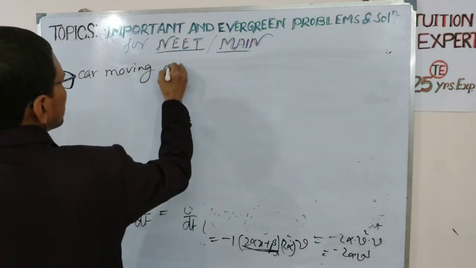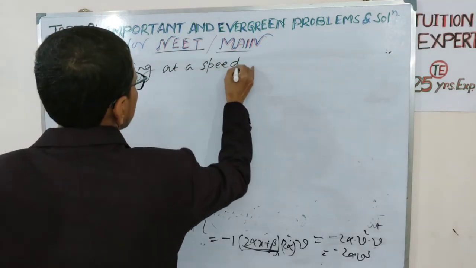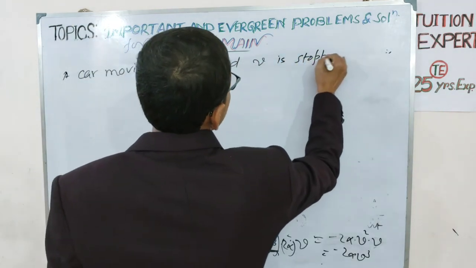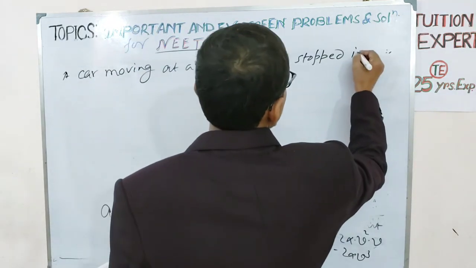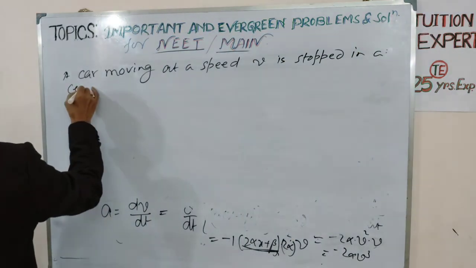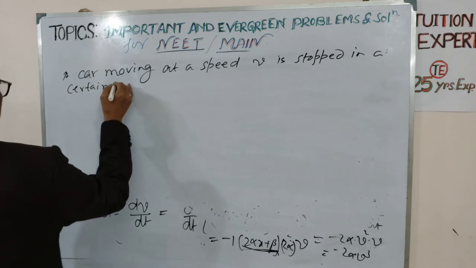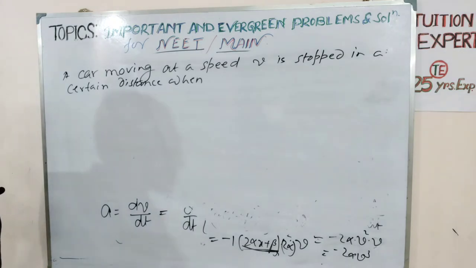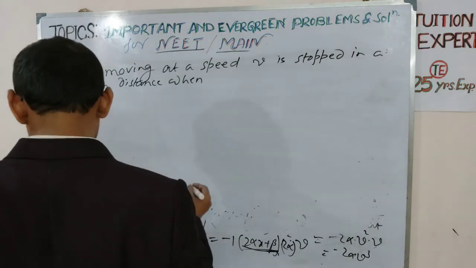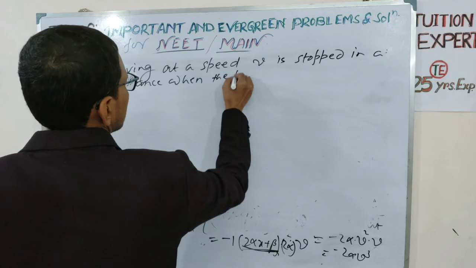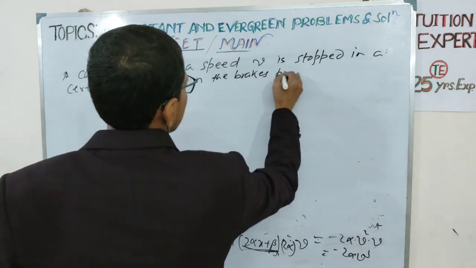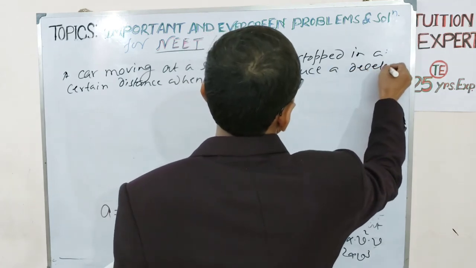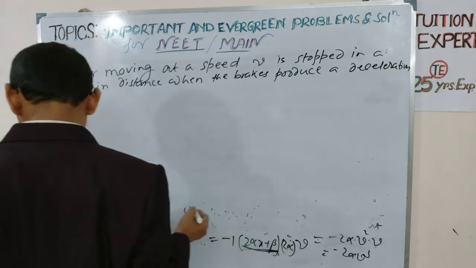At a speed v, stopped in a certain distance, when the brakes produce an acceleration A.